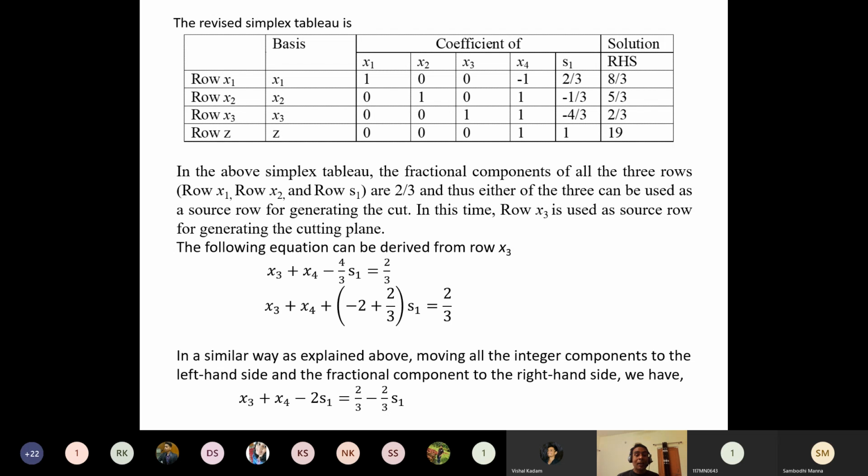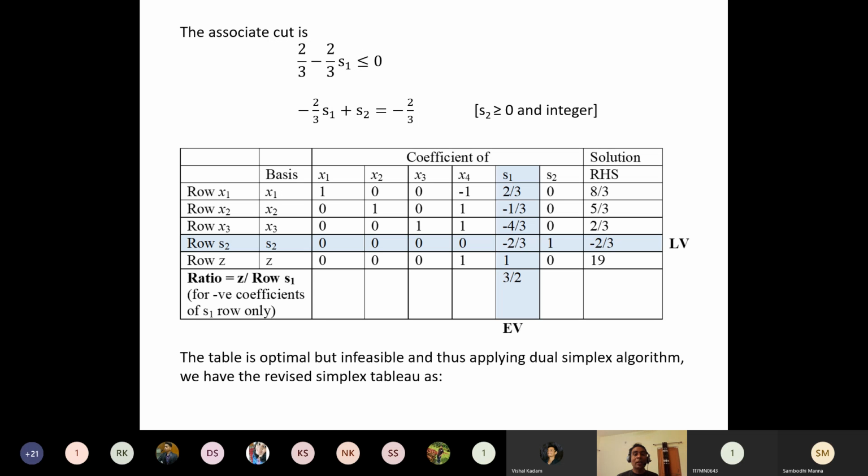In a similar way, the left hand side should be an integer, all integer values, that means x3 plus x4 minus 2 s1 is equal to 2 by 3 minus 2 by 3 s1. If this should be an integer value, then 2 by 3 minus 2 by 3 s1 should be less than or equal to 0, because 2 by 3 s1 is a positive value. And if you require an integer value less than 2 by 3, it should be less than or equal to 0. That's why 2 by 3 minus 2 by 3 s1 is less than or equal to 0. From this equation the associated cut can be derived.